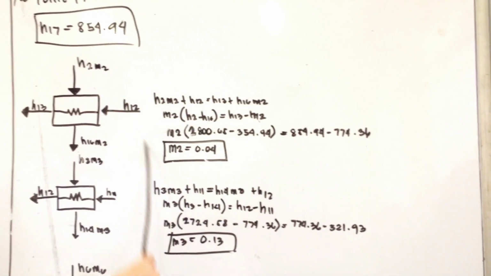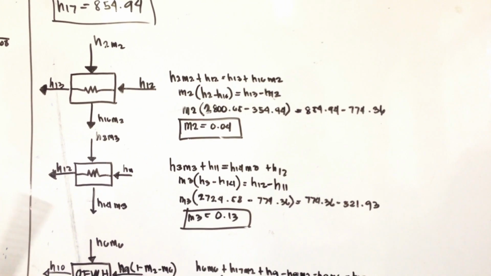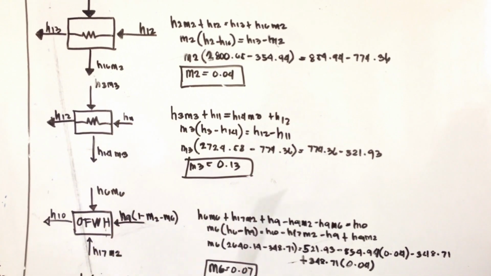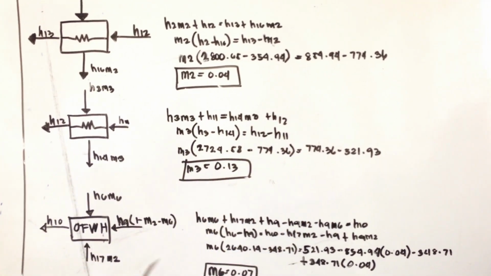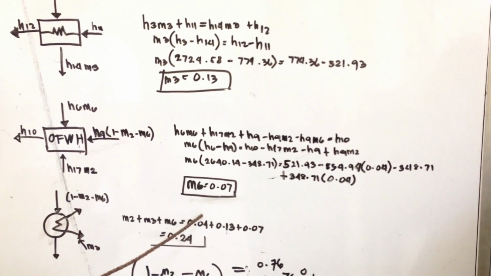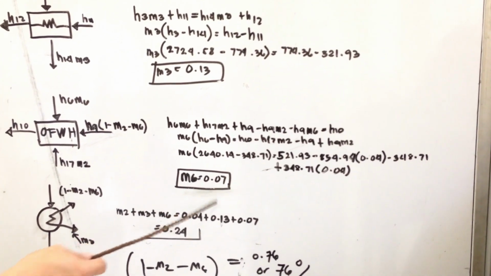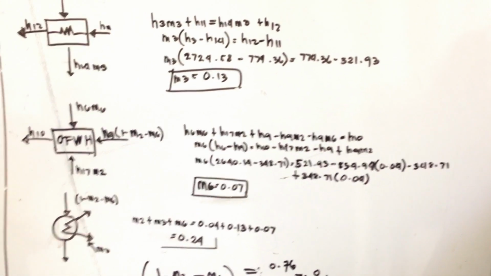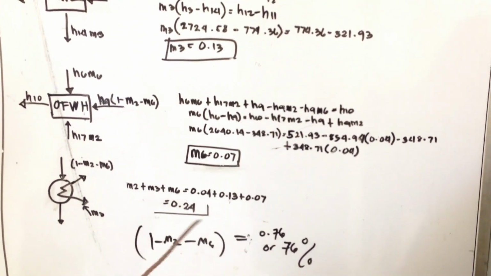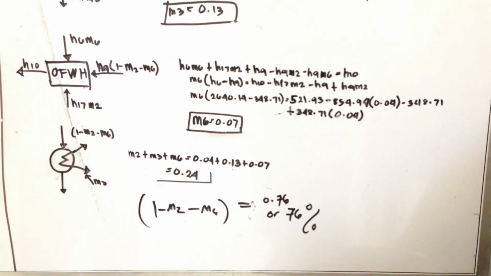So this is the formula, mass in is mass out. So we can get the mass 2 is equal to 0.04. Same process for the closed feed water heater: mass in and mass out. Same as well for the open feed water heater. We can get the mass 6. The result is 0.01. So this is the condenser, and to get the overall, mass 2, mass 3 plus mass 6 is equal to 0.24.